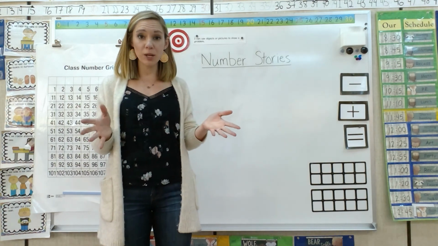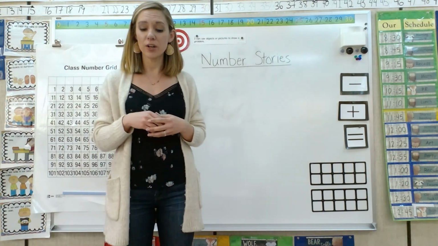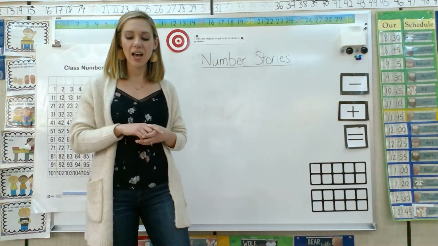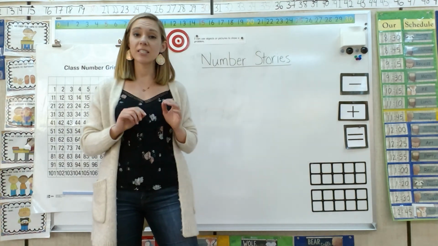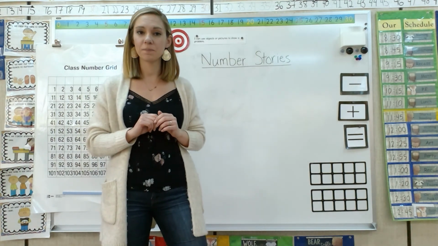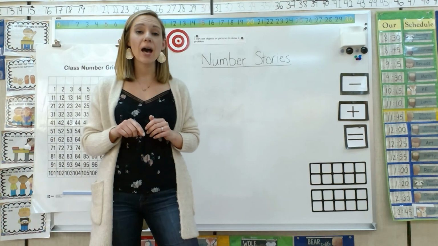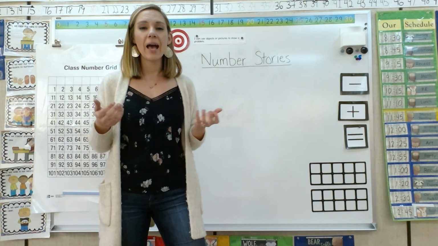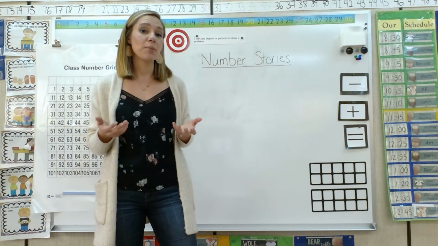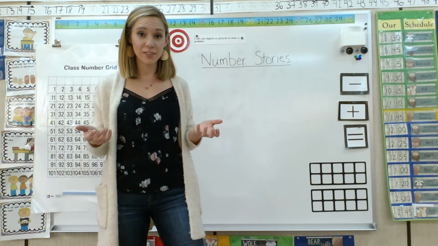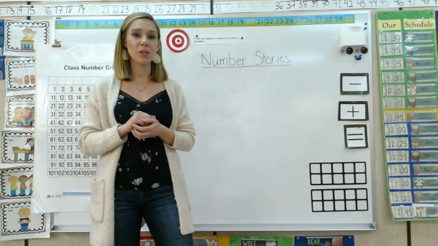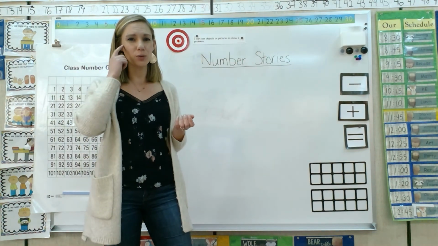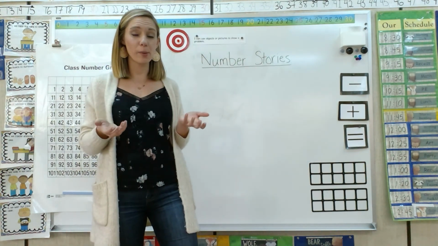Okay, during spring break, I planted a garden. On the first day, I planted 6 peas in my garden. On the next day, I planted 3 more peas in my garden. How many peas did I plant all together? What kind of strategies could we use to figure out the solution to our problem?